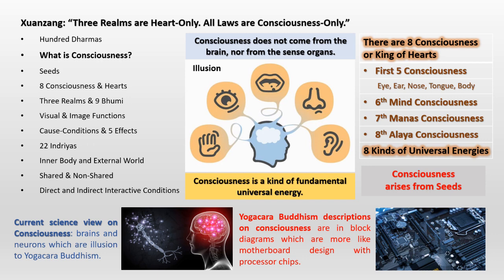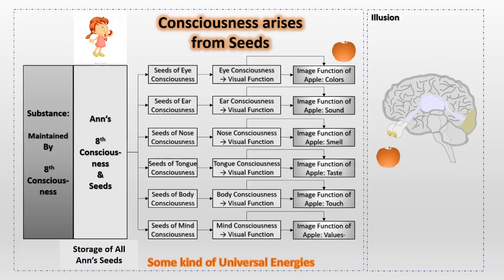As we will learn very soon, Yogacara Buddhism explains consciousness in block diagrams, which, using analogy, is more like the design of a motherboard with processor chips. Everyone, in this case N, has an 8th consciousness. The 8th consciousness has many functions. One of the functions is the management of storage of seeds. All information about N is in her 8th consciousness.